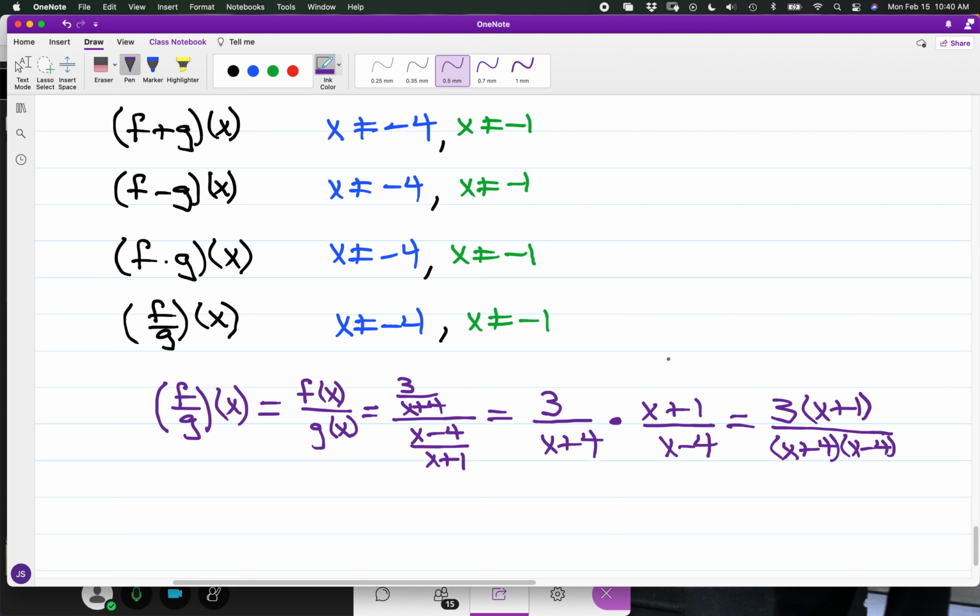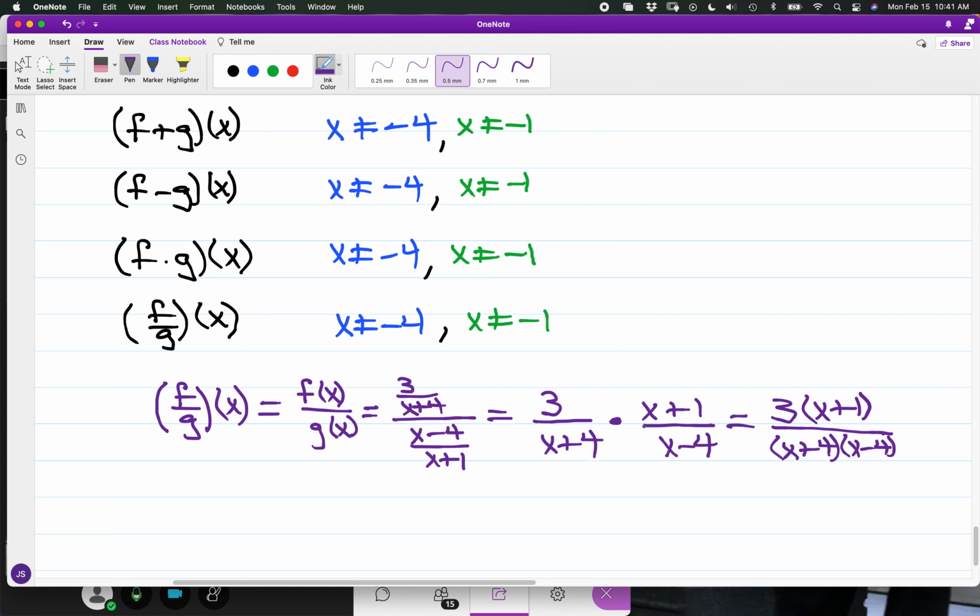So again, with the original restrictions, for f of x we have 3 over x plus 4, and x could not be negative 4. For g of x, I had x minus 4 over x plus 1, and the denominator of that fraction could not be 0, so x could not be negative 1. So x plus 4 can't be 0, and x plus 1 can't be 0.